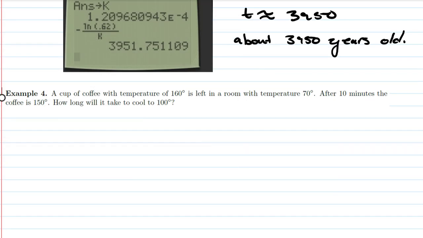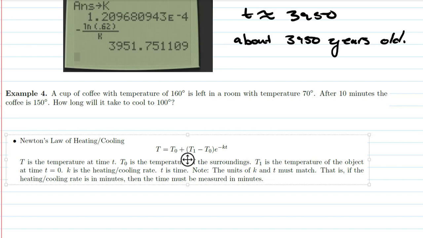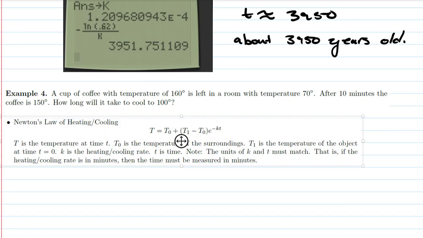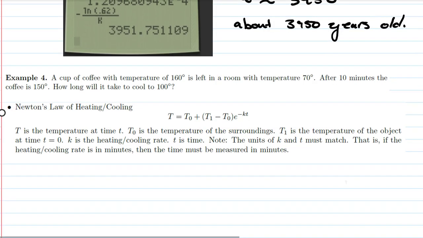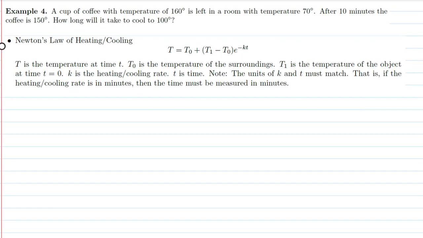So this one is very different from both exponential growth and exponential decay. In this we have capital T and lowercase t, so we have to be a little bit careful. Capital T is the temperature. T naught is the temperature of the surroundings, so that's room temperature. T1 is the temperature of the object at time t equals 0. And k is the heating slash cooling rate, and t is time.